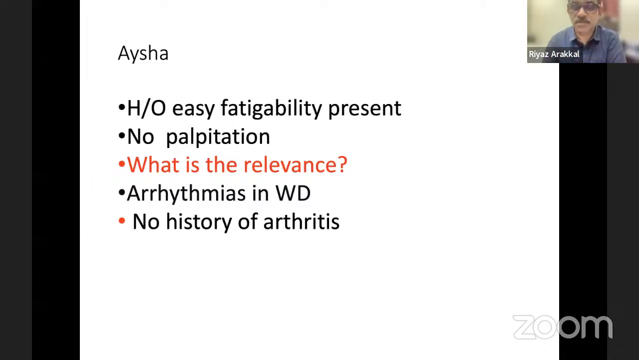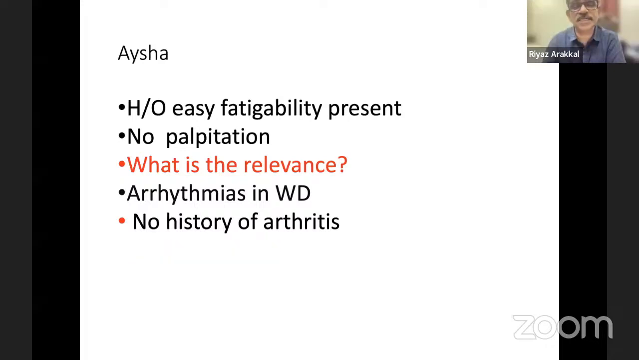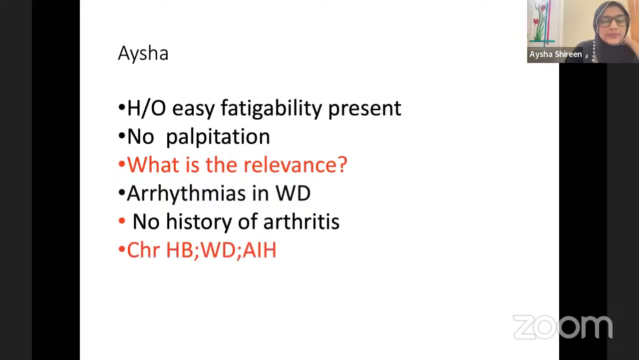Okay. There is no history of arthritis. Which condition can cause arthritis? How do you correlate chronic liver disease and arthritis? In autoimmune hepatitis, hepatitis B, Wilson disease and all these conditions, there can be arthritis also.